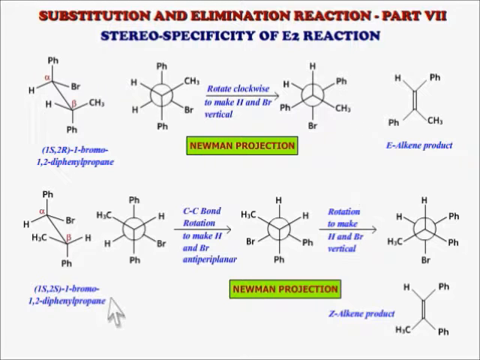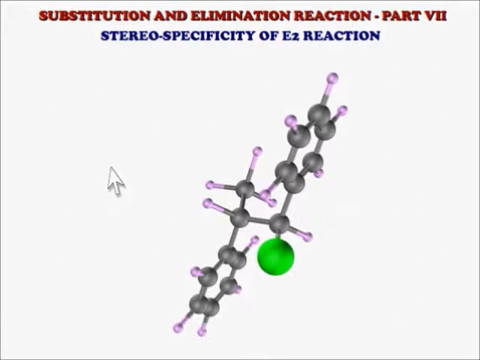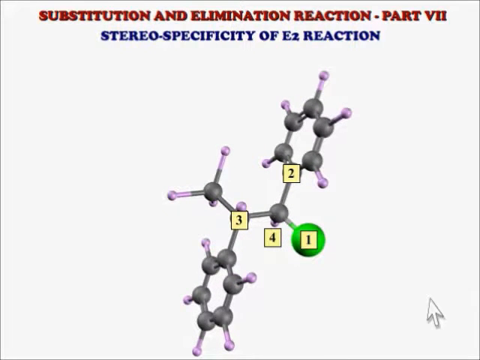Now look at this substrate. This is a diastereomer of the previous substrate. This is the ball and stick 3D model of the substrate. Mark the CIP priorities of the substituents attached to the alpha carbon and the least priority is taken back. The other three priorities decrease anticlockwise, so 1S.